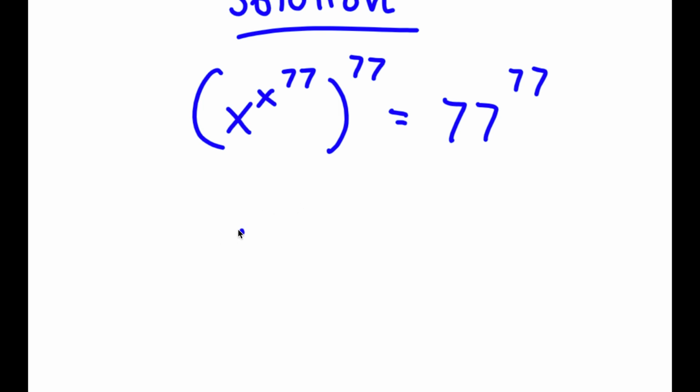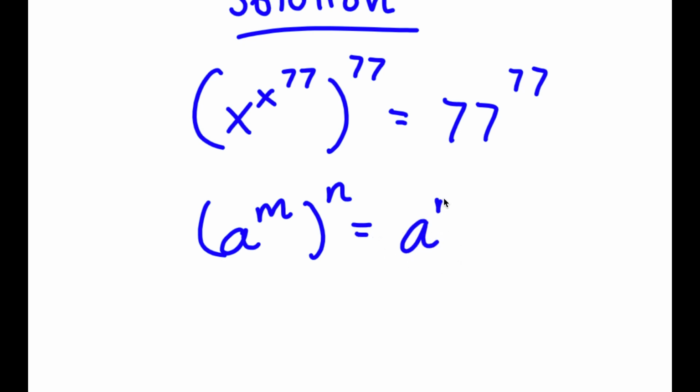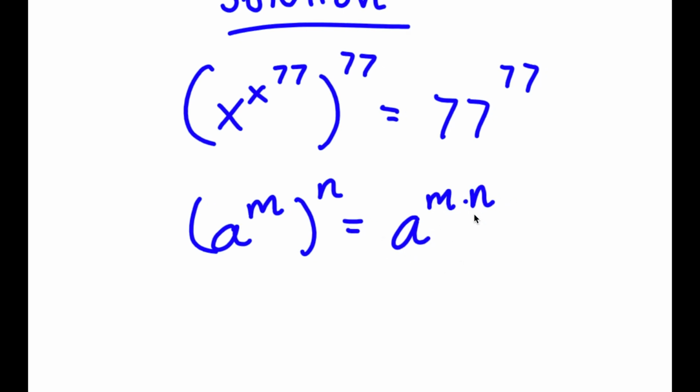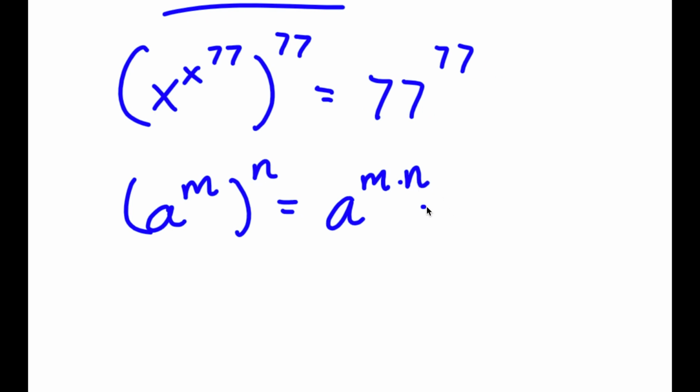Now, if I have something in the form a to the power of m to the power of n, this is the same thing as a to the power of m times n, right? And a to the power of m times n is the same thing as a to the power of n times m. They're both the same thing, it doesn't matter the order.